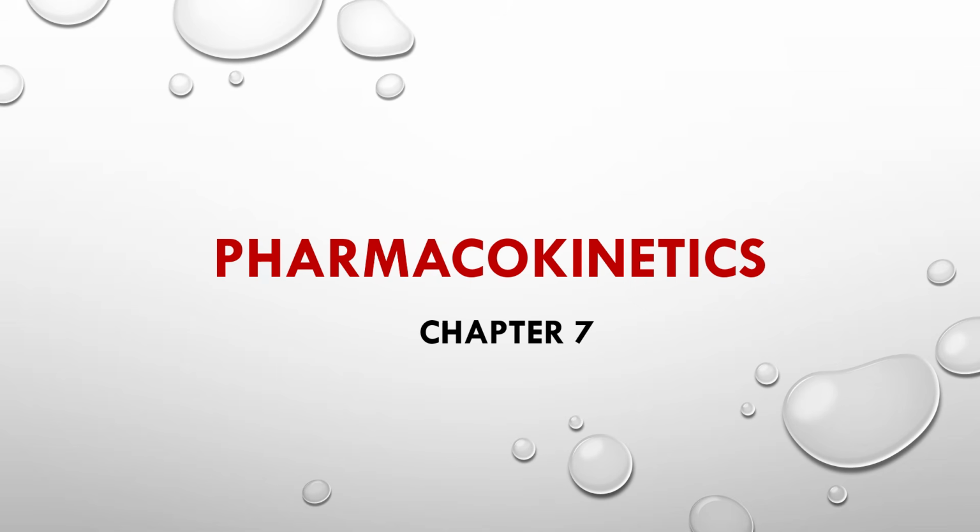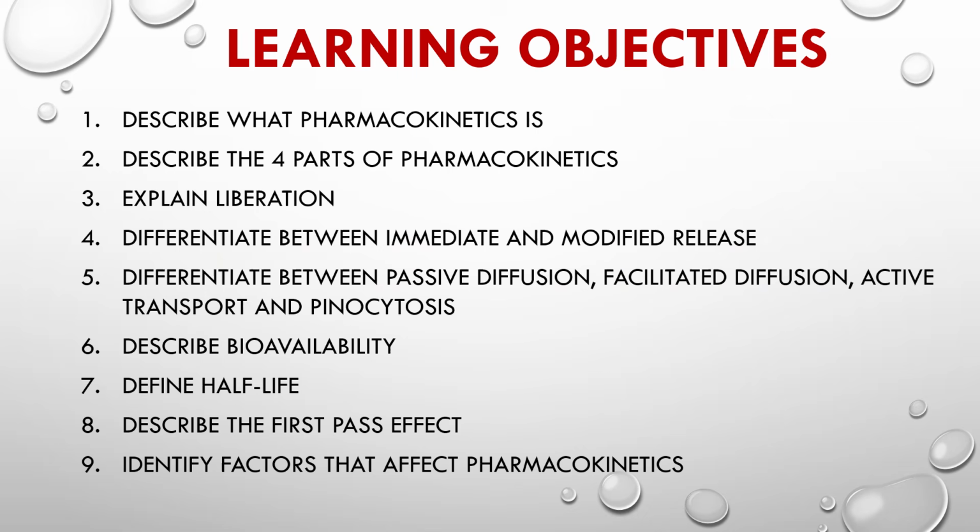Now that we have learned about all the ways of getting drugs into the body through those routes of administration, we move on to pharmacokinetics in chapter 7, which is looking at how the body distributes and absorbs those drugs, and then ultimately how it gets rid of them.